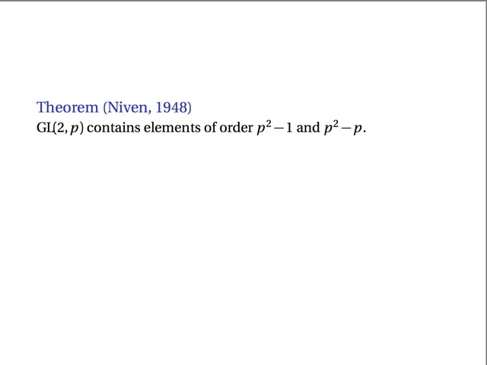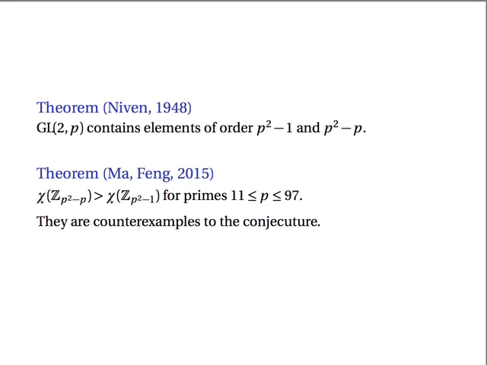The conjecture fails for the general linear group of order 2 over the field of order p. This group contains elements of order p squared minus 1 and p squared minus p. Manfang observed that the clique number of the cyclic group of order p squared minus p exceeds the clique number of the cyclic group of order p squared minus 1. They did this computationally for primes between 11 and 97. In this paper, we show that this inequality holds for all primes greater than or equal to 11.